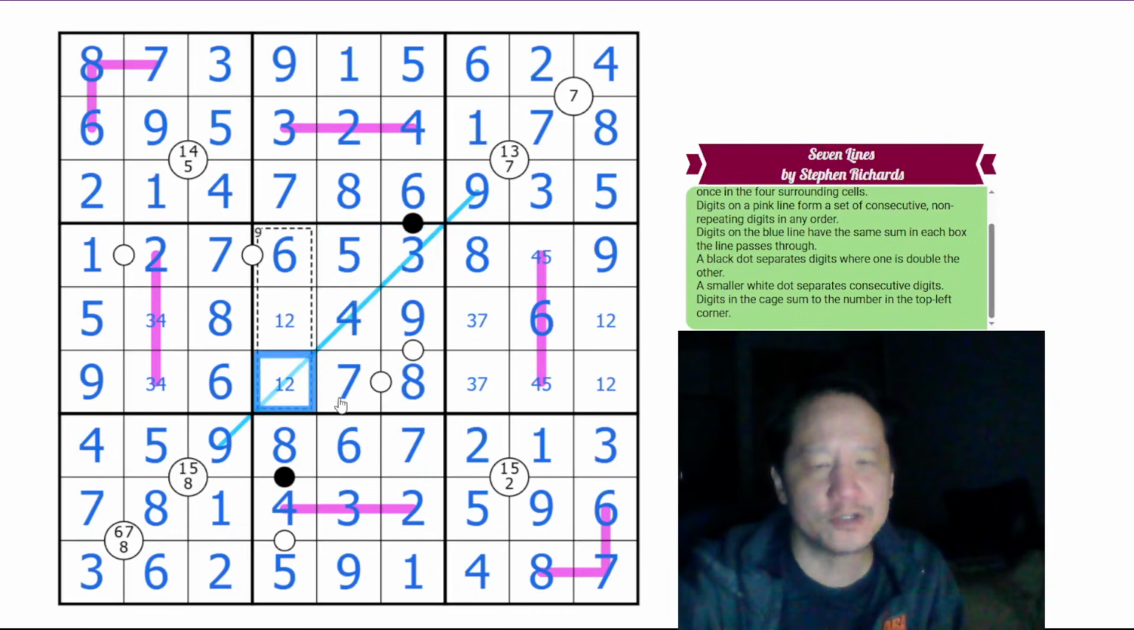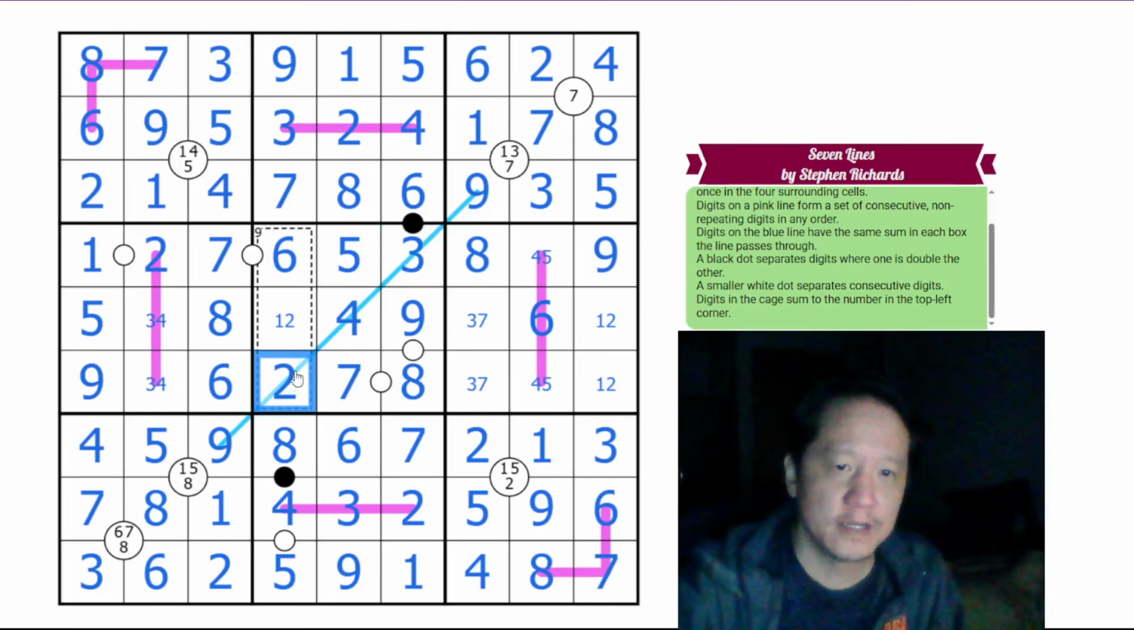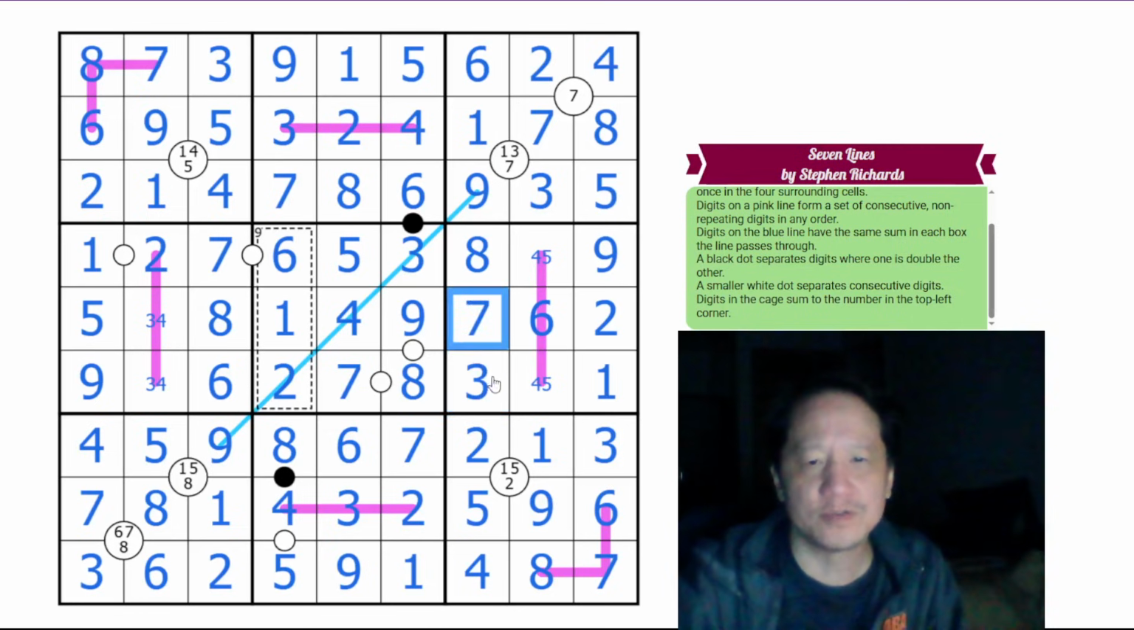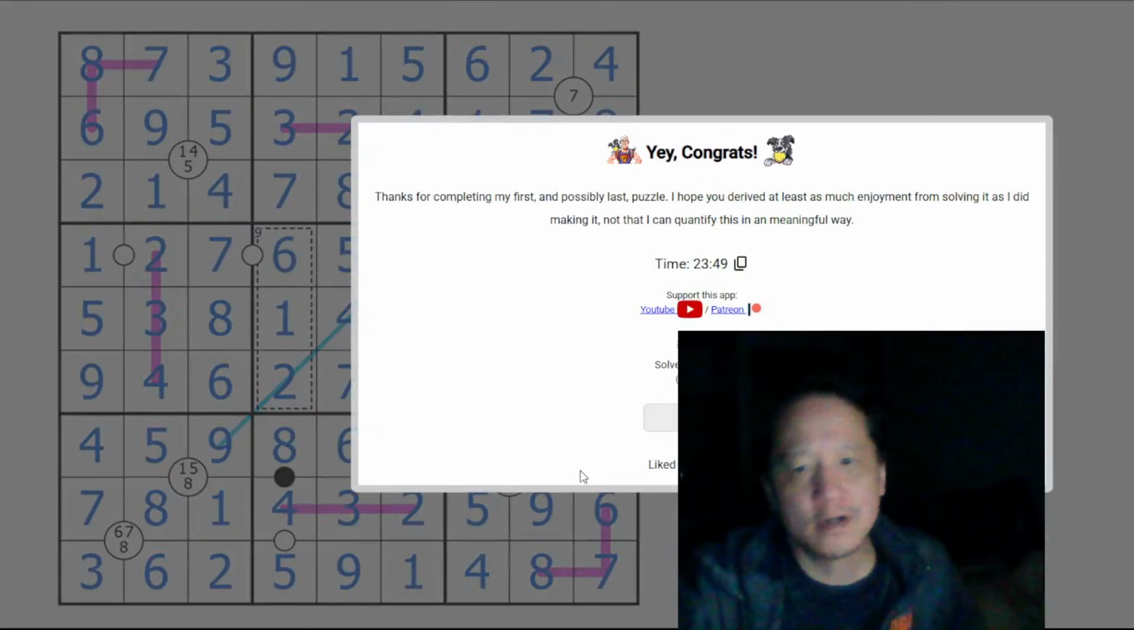3, 4, and 2 add up to 9, which makes this 1. 2 eliminates 2 here, so it's 1 and 2. 7 eliminates 7 here, so it's 3 and 7. 3 eliminates 3 here, so it's 4 and 3. And 4 eliminates 4 here, which makes this 5 and 4.